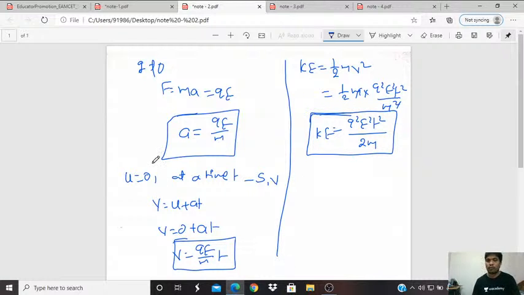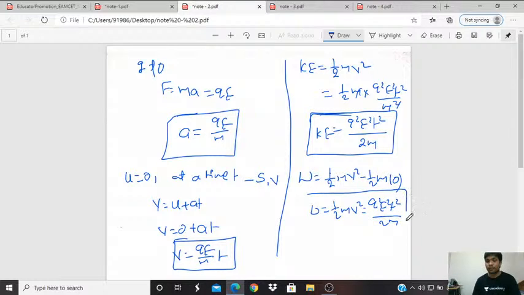Okay now, this is the kinetic energy. Now this kinetic energy is nothing but work done on the particle. So what is the work done? Actually, change in kinetic energy, final minus initial. Initial velocity is 0 now. So W equal to half mv square, which is equal to Q square E square t square by 2m. This is the work done.